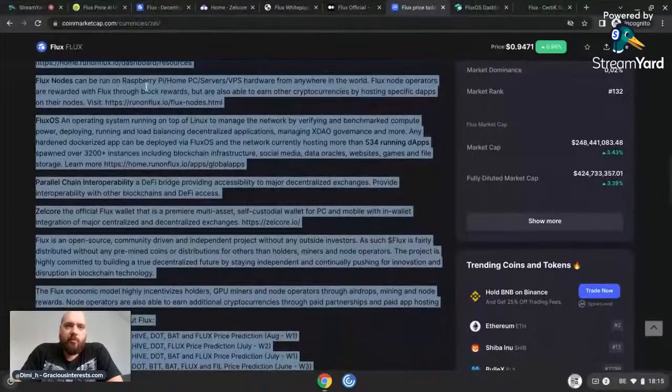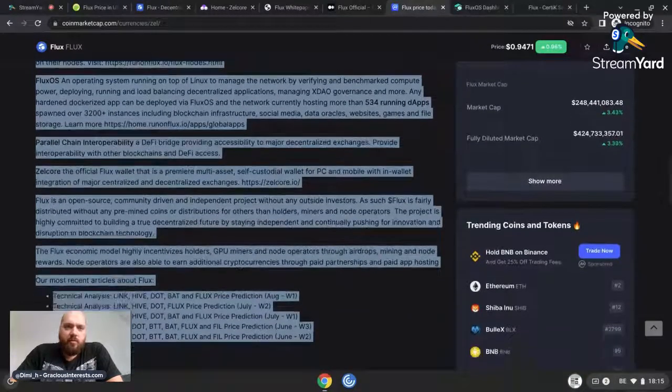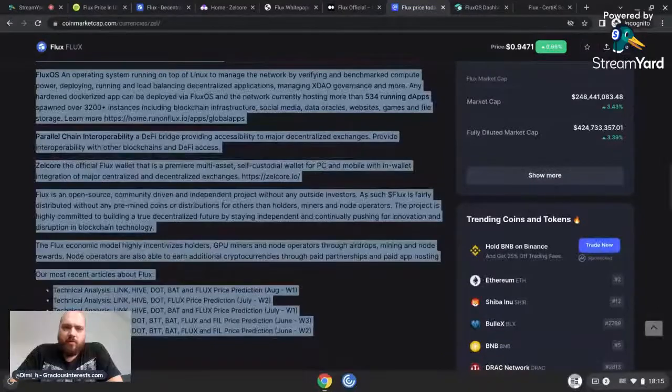Can be run on Raspberry Pi, home PC servers, VPS hardware from anywhere in the world. Flux node operators are rewarded with Flux through block rewards, but are also able to earn other cryptocurrencies by hosting specific dApps on their nodes. Running on top of Linux to manage the network by verifying. I'm going to quickly read through it.